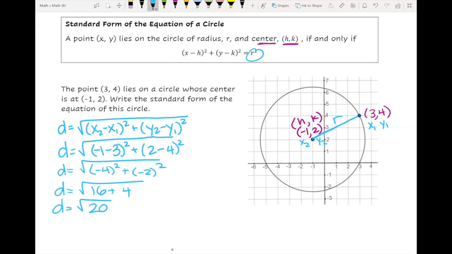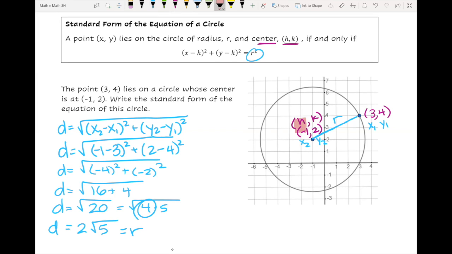Not a very pretty number. I can simplify this. I do know that 20 is the same thing as 4 times 5, and I actually know the square root of 4. The square root of 4 is 2. I'm not sure what the square root of 5 is, though, so I will leave the square root of 5 alone. This is the most simplified version of the square root of 20. And I know I had a d for the distance, but that is what was giving us this r, the radius. So I'm going to call it r.